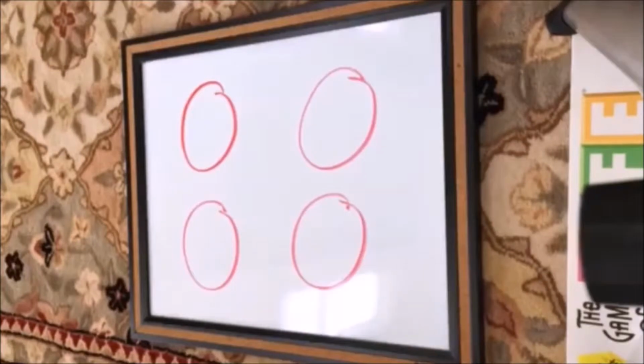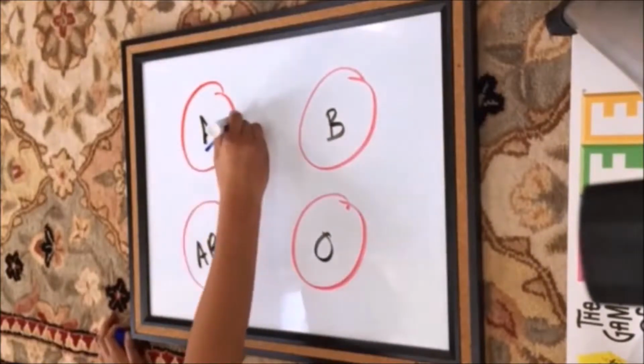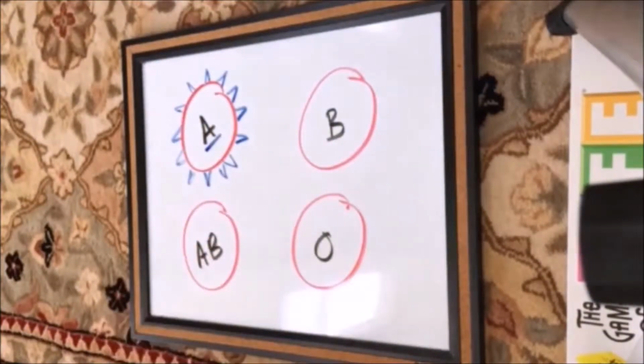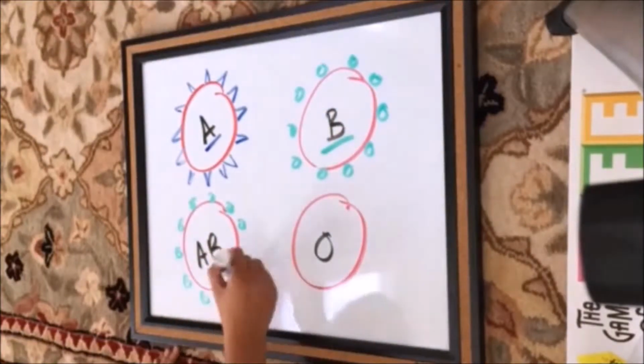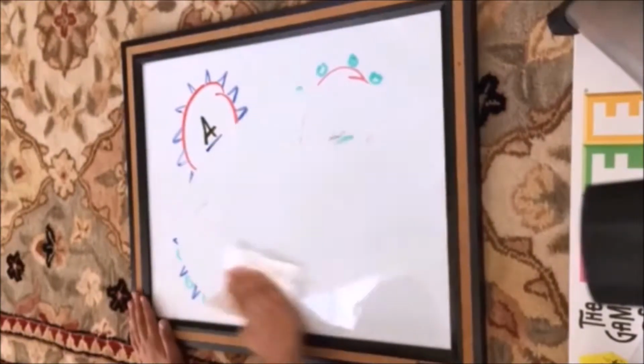There are 4 blood types, A, B, AB, and O. But what's the difference between them? Little molecular identifiers found on the outside of the blood cell called antigens. These antigens are specific to each blood type. Type A blood has A antigens. Type B blood has B antigens. AB blood has both A and B antigens. And type O doesn't have any antigens.